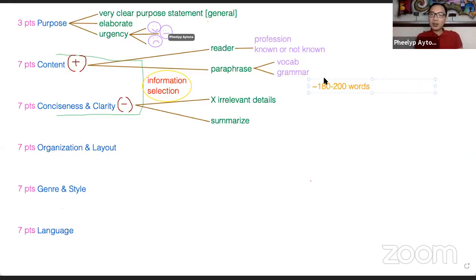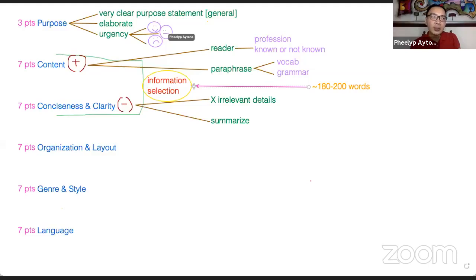So therefore, the importance of your word count are not the words themselves, but rather what they represent. Your information selection. Getting it? Yung words, so yung bilang mismo is not what matters, but rather what it represents, which is information selection.